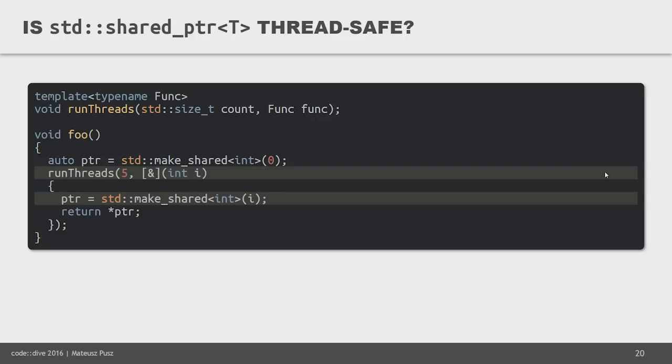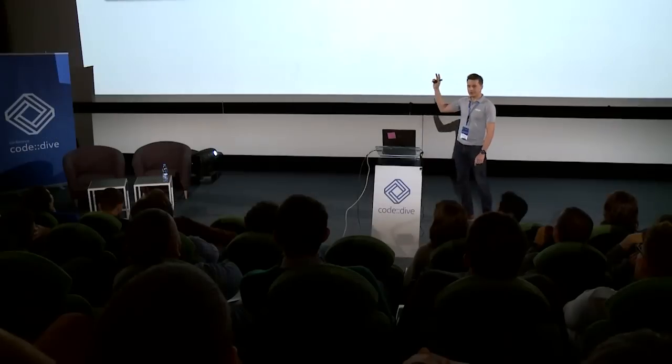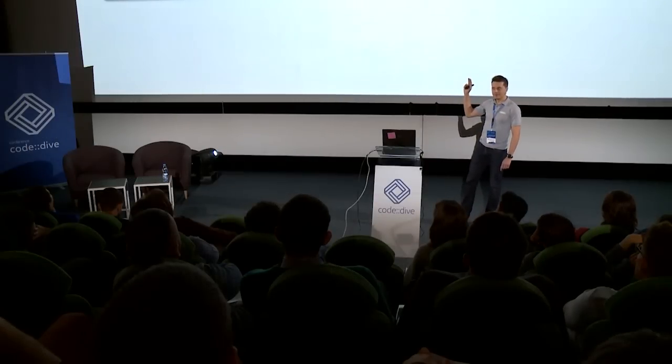So basically, this is exactly the same code, but we are using a reference to the shared pointer created with make shared. So basically, we are trying to reassign different shared objects to the same shared pointer created in the main thread. Is it thread safe or not? Once again, raise your hand. Who thinks it's thread safe? Okay, who thinks it's not thread safe?